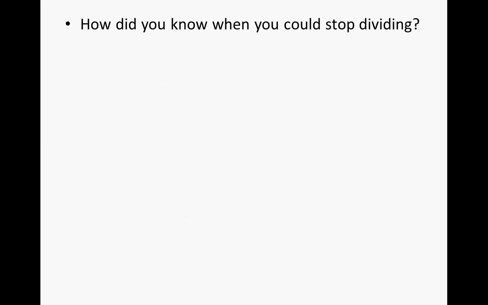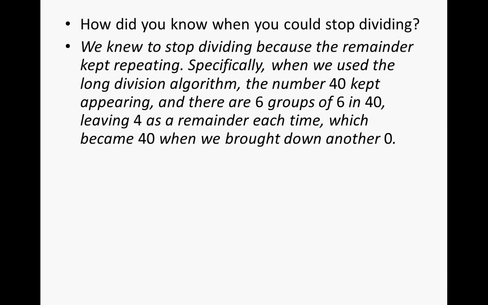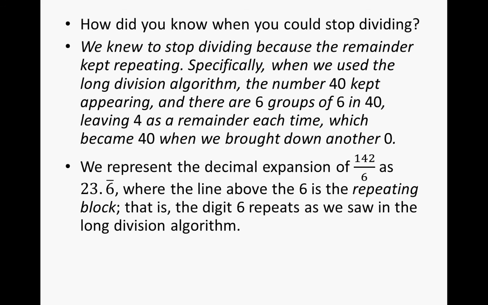How did you know when you could stop dividing? Well, we know to stop dividing because the remainder kept repeating. Specifically, when we used the long division algorithm, the number 40 kept appearing, and there are 6 groups of 6 and 40, leaving 4 as a remainder each time, which became 40 when we brought down another 0. We represent the decimal expansion of 142 over 6 as 23.6 repeating, where the line above the 6 is the repeating block. That is, the digit 6 repeats as we saw in the long division algorithm.